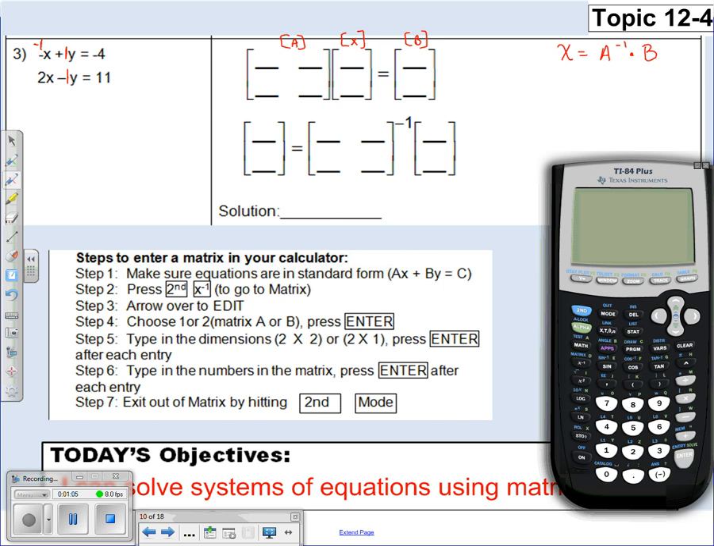Matrix A, we want to put in the coefficients to our x and our y's. So from our first equation, coefficient of x is -1, sorry, and the coefficient of y is 1. In our second equation, the coefficient of x is 2, the coefficient of y is -1. Our unknowns are always x and y. Those are the two variables that we're dealing with. And then last, what are the numbers that we are trying to reach, or our answers? It's equal to -4 and 11.